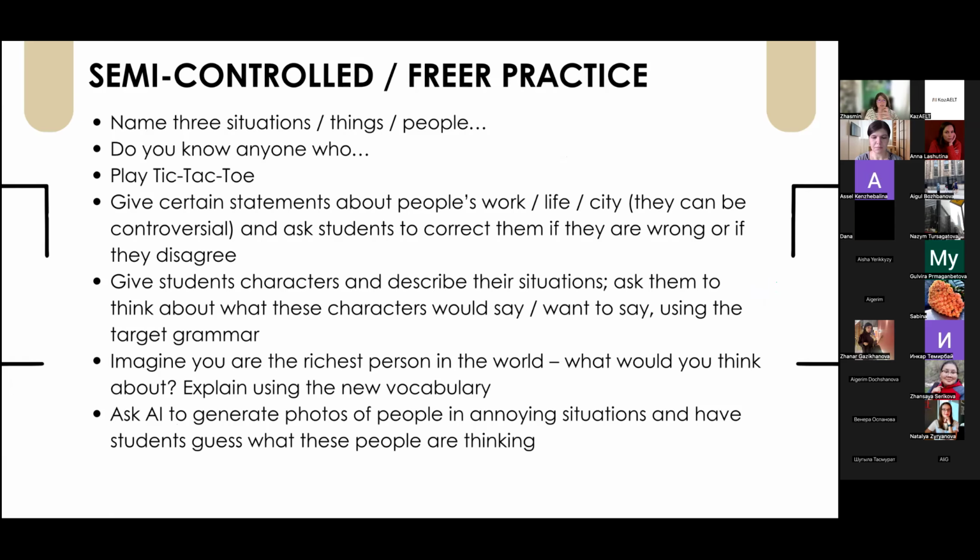Name three situations, three things, or three people that annoy you, or name three situations you wish were different. And they'd be like, oh, I wish this was different. Do you know anyone who wishes to be taller, for example? You can ask different kinds of questions.